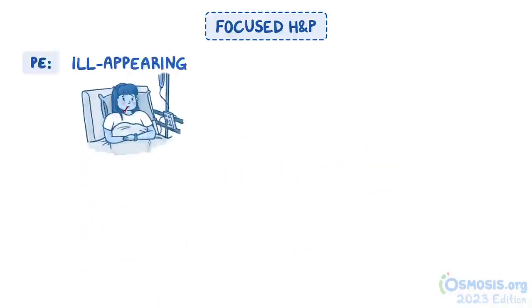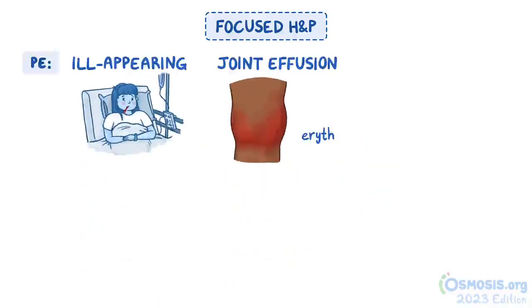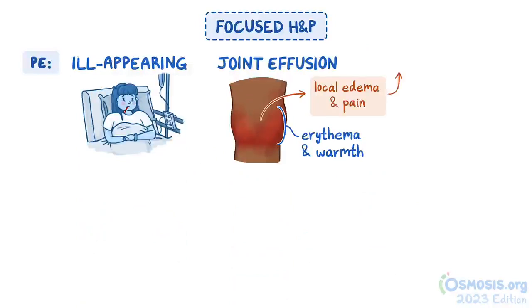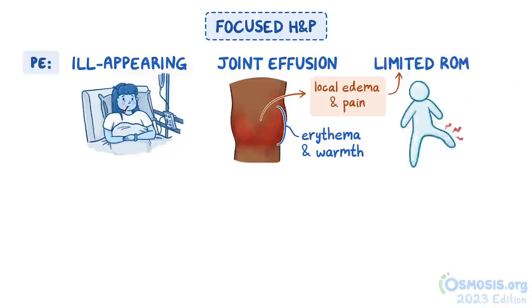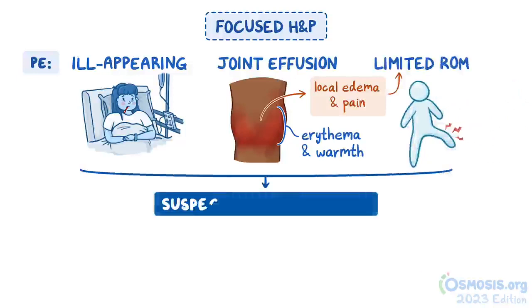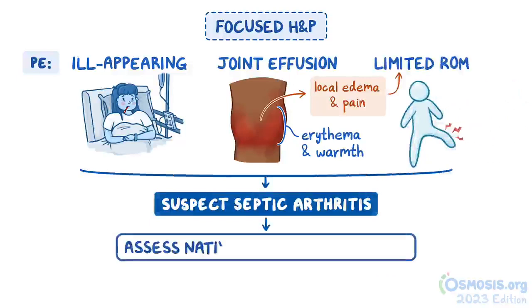Additionally, a physical exam may reveal an ill-appearing patient with a joint effusion or erythema and warmth of the skin overlying the affected joint. Also, local edema and pain typically results in a limited range of motion of the affected joint. At this point, you should suspect septic arthritis. So the next step is to assess whether the affected joint is a native or prosthetic joint.